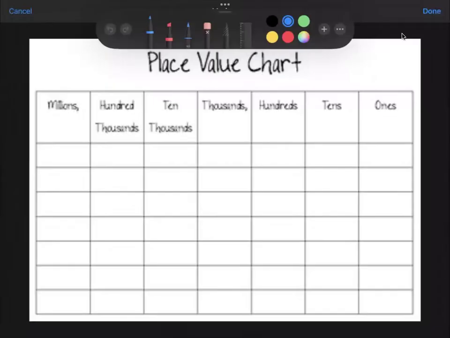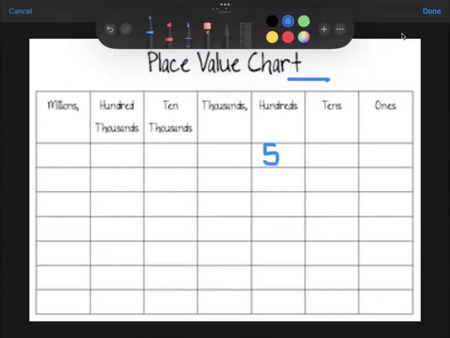Okay, so when we're talking about the value of a digit, we're talking about how much a digit is worth in the place value that it is. So here we have a place value chart to help us. If I were to put a 5 in the ones place, the value of that digit is 5, or 5 ones. But if I was to move that digit over to the hundreds place, now that 5 is representing 500s instead of 5 ones. It has a value of 500.